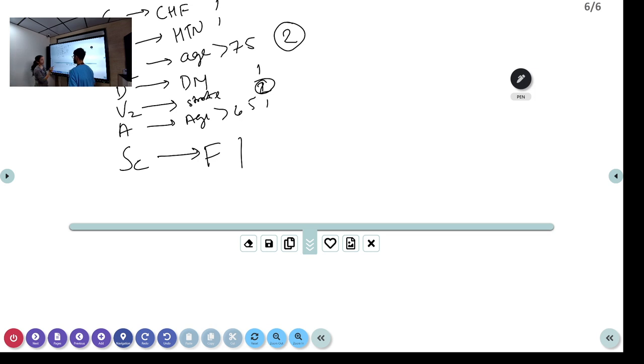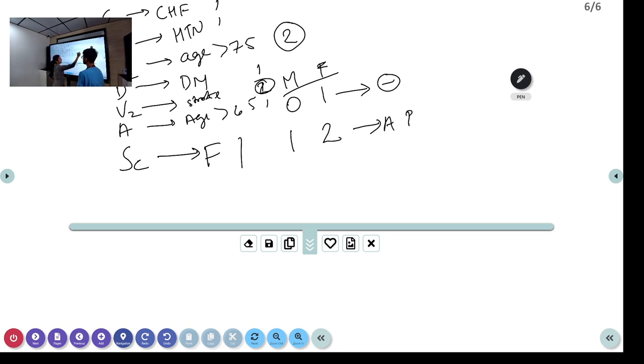Suppose the CHADS-VASc score is 1 in a male and 2 in a female. If it is 0 for a male and 1 for a female, nothing. 1 for a male and 2 for a female, then we need to start with the oral antiplatelets. 2 for a male and 3 for a female, then we will have to start anticoagulation.